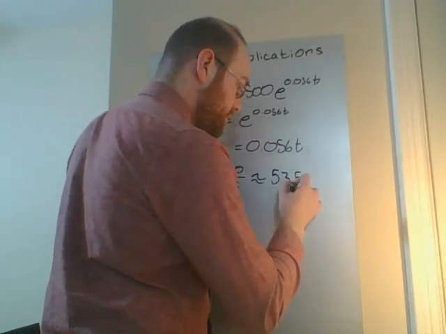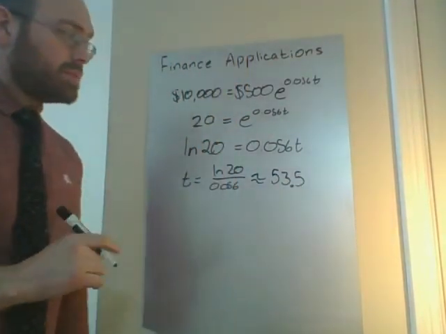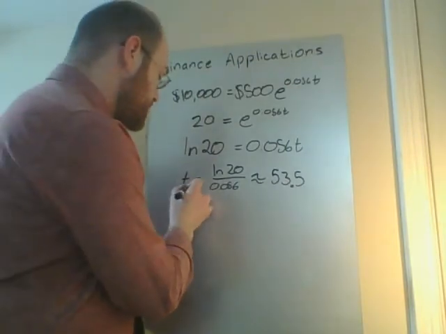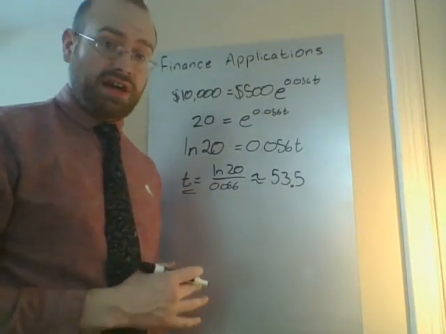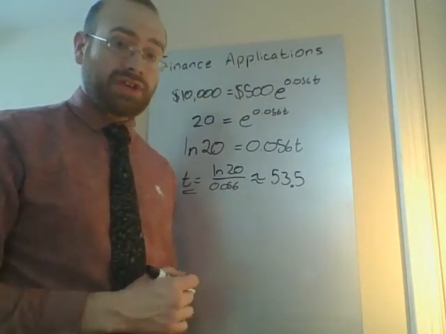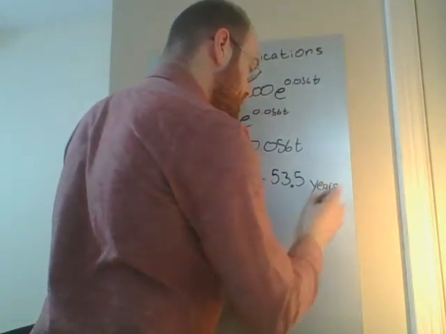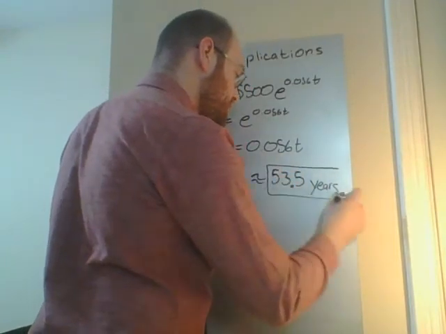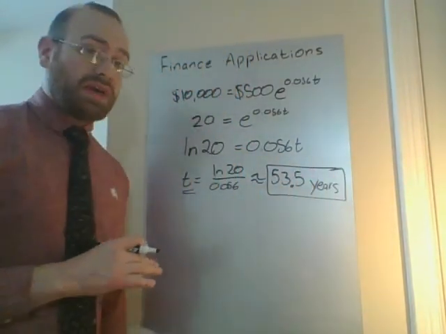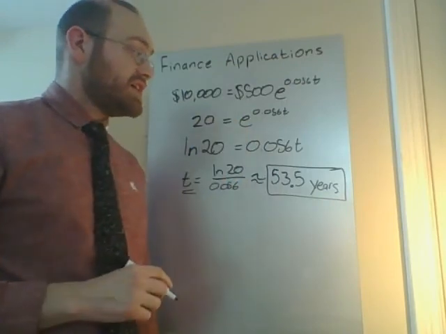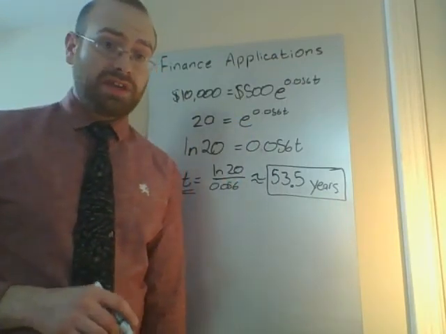But it's important to remember, what does this number represent? So notice that we're solving for t, and what are the units on t? Well, for a financial application, the units are always years. So the answer to the question of how long until we have $10,000 with an initial investment of $500 is 53 and a half years.